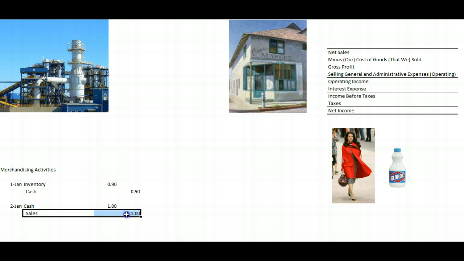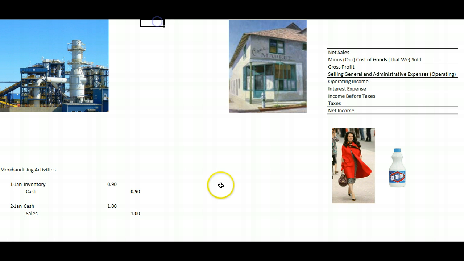We also keep track of the sale in this revenue account called sales. So it's really important to understand that this sales account keeps track of our sales. Whether we get paid today, tomorrow, or never, we keep track of the revenue that we've earned in that account. It is not cash, it is our revenue account, right?